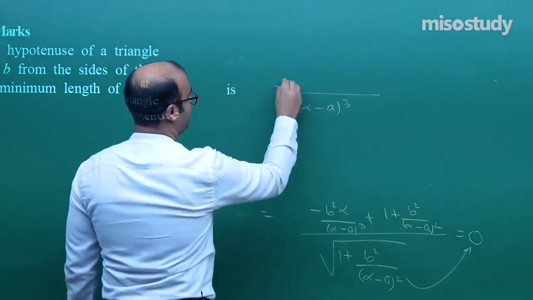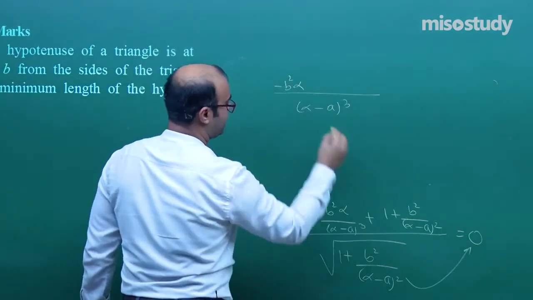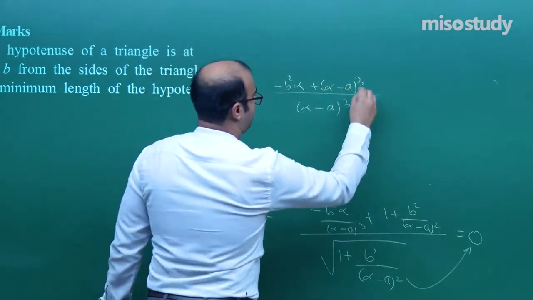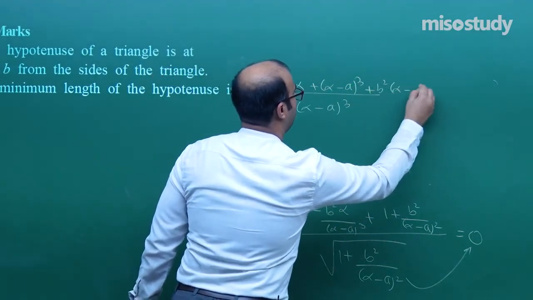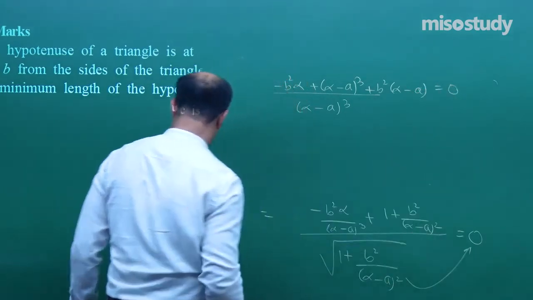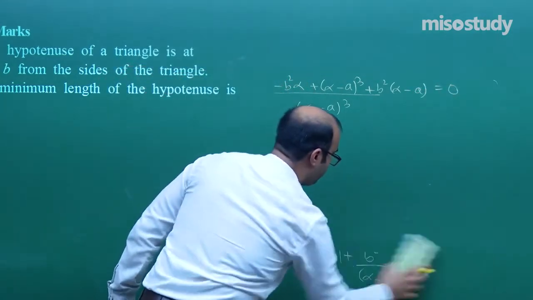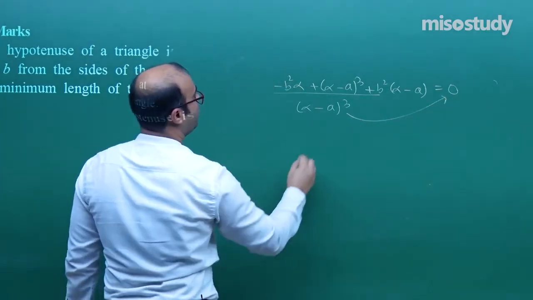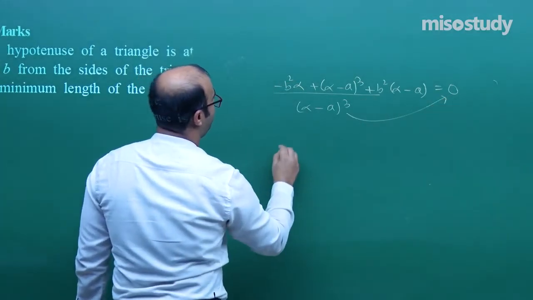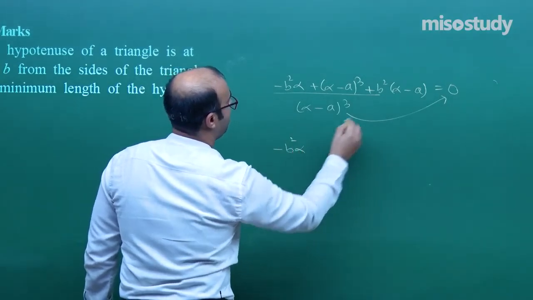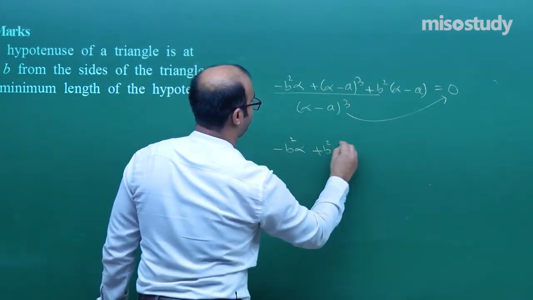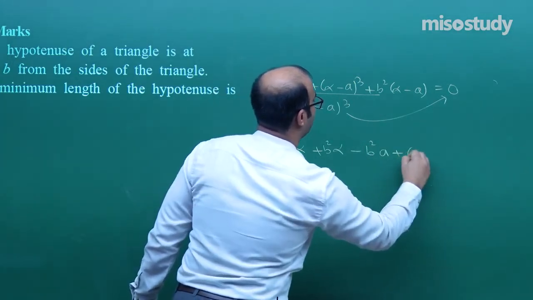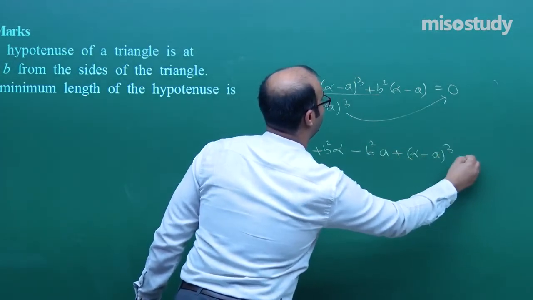So this will become minus b square alpha plus (alpha minus a) whole cube plus b square into (alpha minus a) is equal to 0. Okay. So till here it is fine, and this will also go here, it will become 0. So this will become minus b square alpha, and also here b square alpha minus b square a plus (alpha minus a) whole cube is equal to 0.